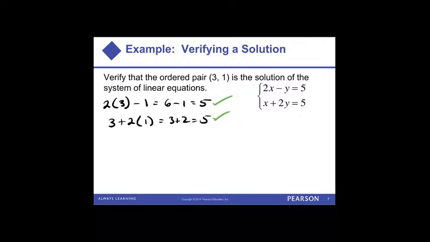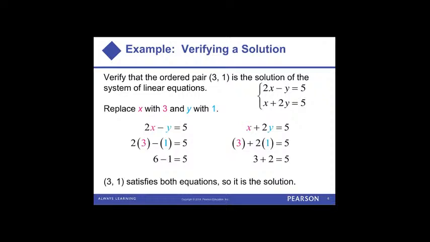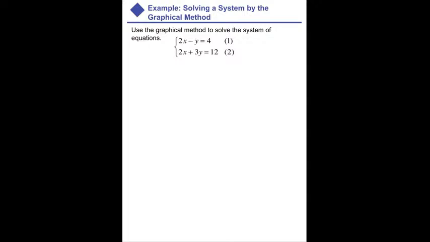Let's try the next one. I think we showed that it worked in both equations. Now we actually use the graphical method to solve the system. We're going to graph both of these. From equation 1, if we solve for y, we get y equals 2x minus 4. We'll do that one in blue.